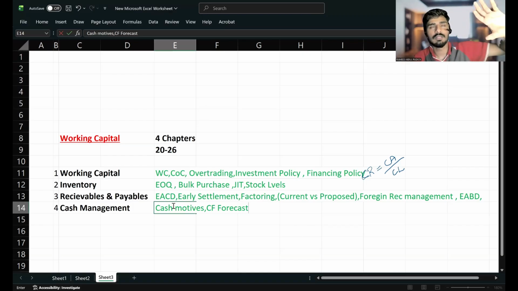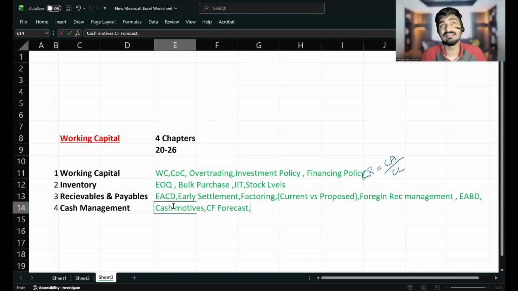Your cash flow forecast will be like this: opening balance, you add all receipts, and you deduct all payments. Then you will get the closing balance. This month's closing balance will be next month's opening balance. So they might ask you to calculate the closing balance after 3 months. Then you have to prepare a table and calculate the closing balance after 3 months. That is what is being tested in cash flow forecast.